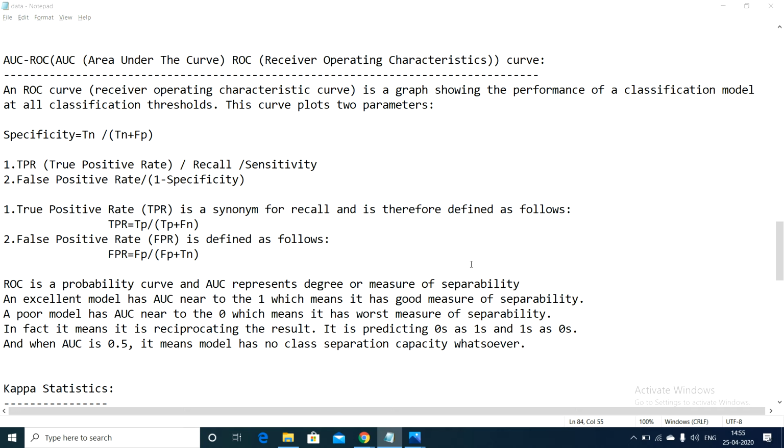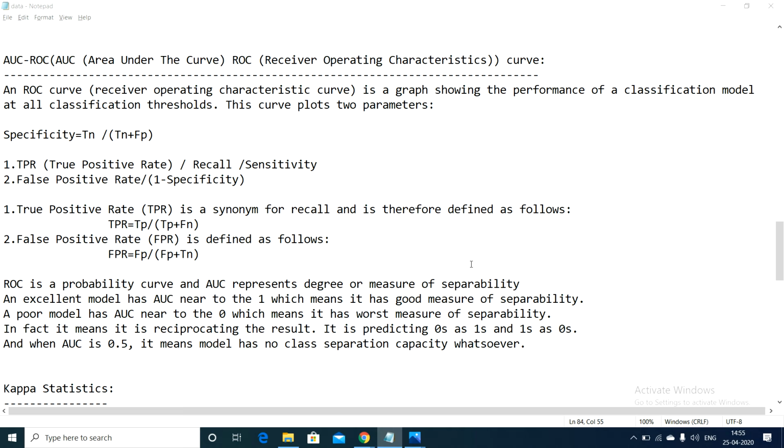See, confusion matrix is one performance measure. Like the confusion matrix, we will have one more performance parameter, that is the AUC ROC curve. We simply call it the AUC ROC curve. Let us abbreviate it. What exactly does AUC stand for?